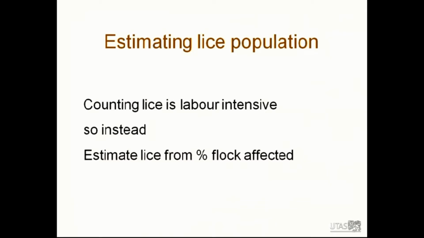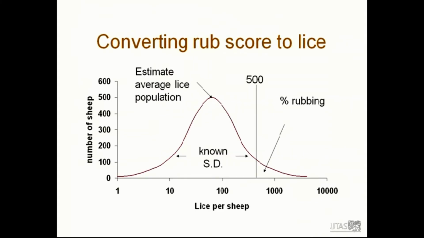So what we decided to look at is what proportion of the flock were affected by lice with visible signs of rubbing on them. I've again got this lice population group, but this time I've got a log scale down here, and we get a normal distribution of lice when we do it on a log scale. What we find is that if the number of lice is more than about 500, then the sheep will show visible signs of rubbing on things. If the number is less than 500, then normally the sheep are not irritated enough to show any signs of rubbing.